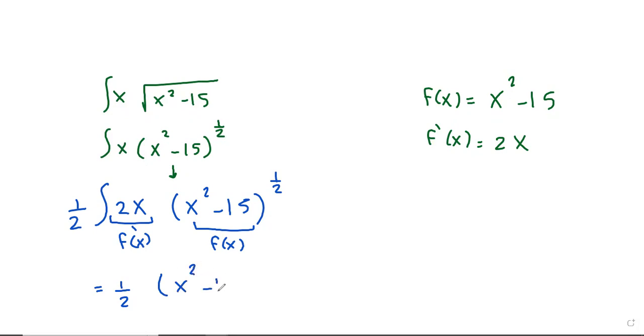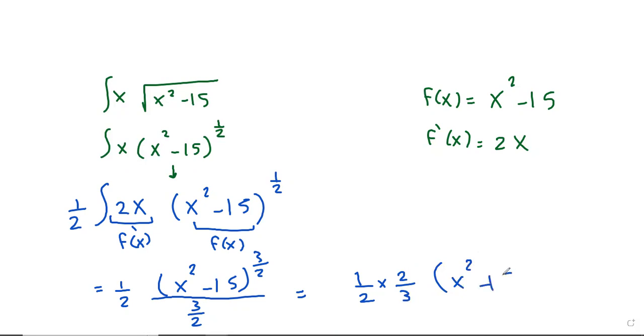It's x power of 2 minus 15. Add 1 to the power, it's 3 over 2. Then divide by the new power, divided by 3 over 2. So it will be half, multiplied by, here we have divided by 3 over 2, can write it as 2 over 3. And here it's x squared minus 15, all to the power of 3 over 2. Cancel 2 and 2, it will be 1/3 x power of 2 minus 15, all to the power of 3 over 2, plus c. That's it.